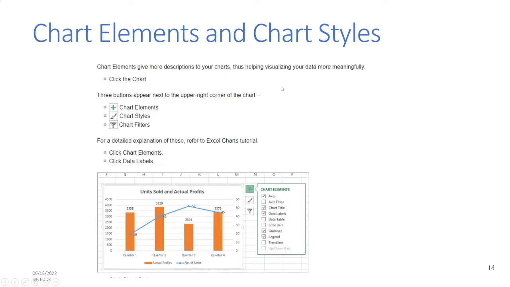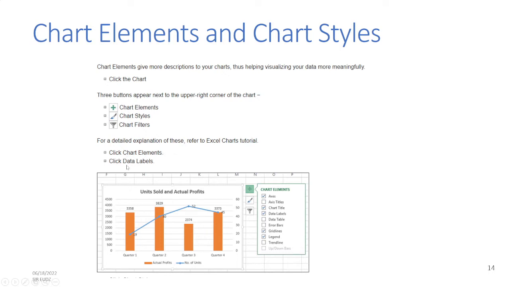Chart elements and chart styles. Chart elements give more descriptions to your charts, thus helping visualizing your data more meaningfully. So we click the chart, then 3 buttons appear next to the upper right corner of the chart. So we have chart elements, chart styles, and chart filters. For detailed explanation of these, refer to Excel charts tutorial, but we don't have this one. Maybe we'll have this later.